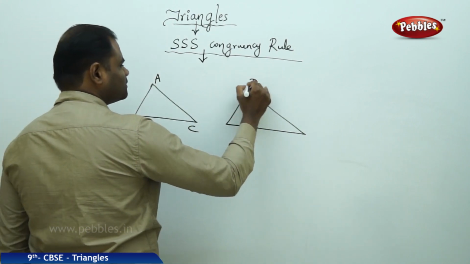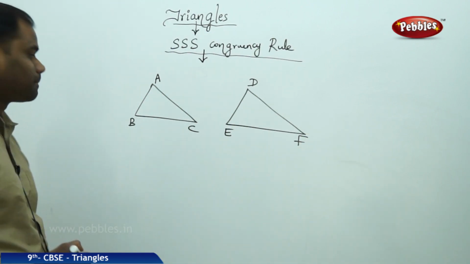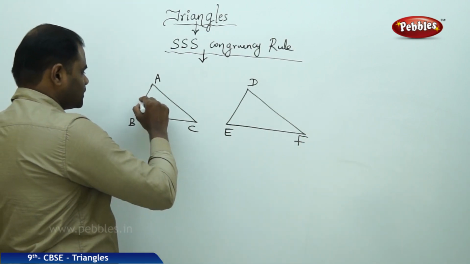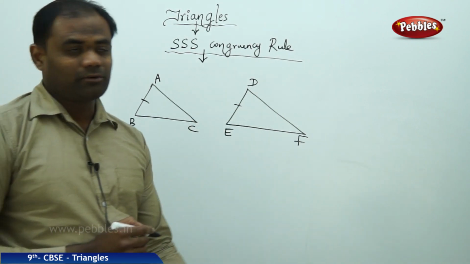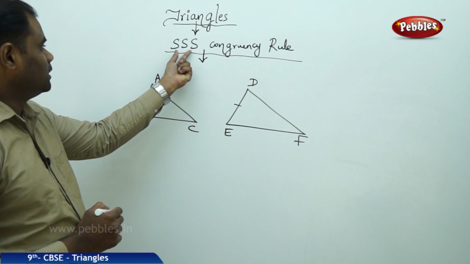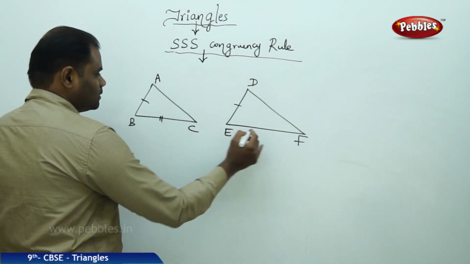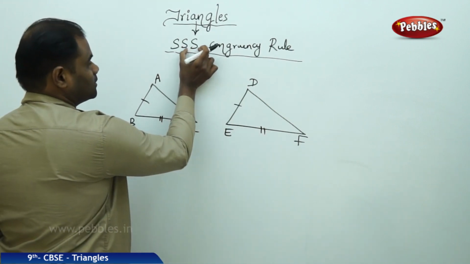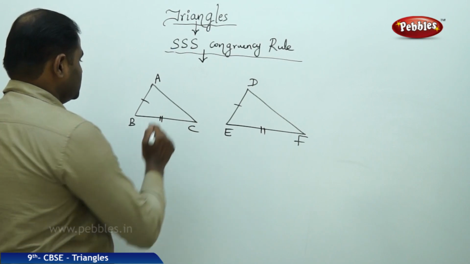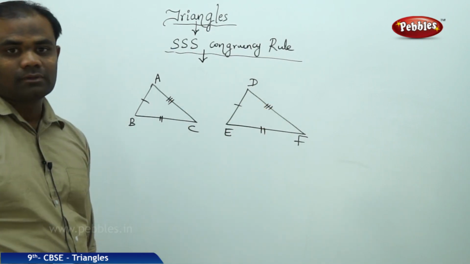Triangle ABC and triangle DEF. Here, let me say the side AB equals side DE. One pair of sides is equal. Let me go to the second pair of sides. BC equals EF, and the third pair, which is the third S, is AC equals DF.